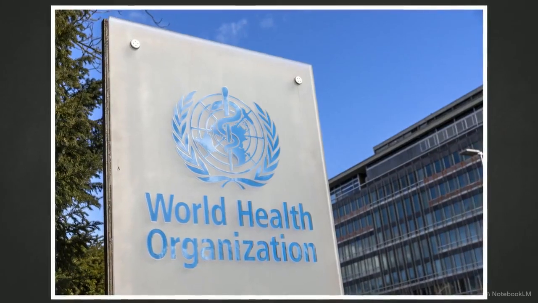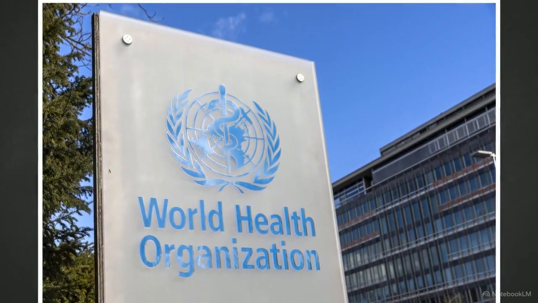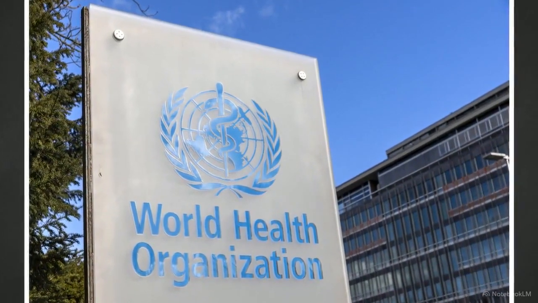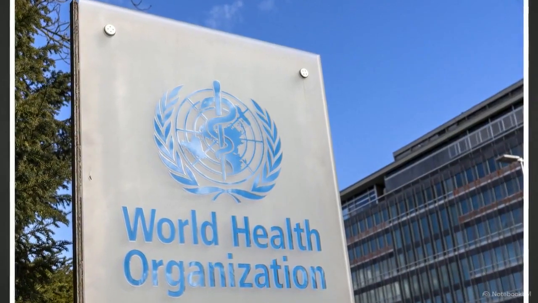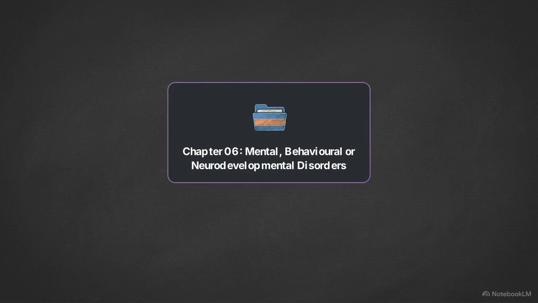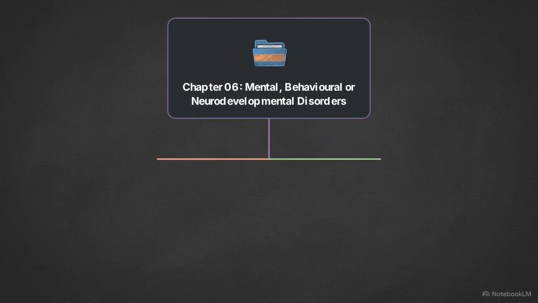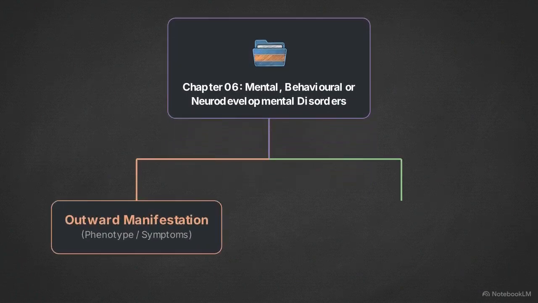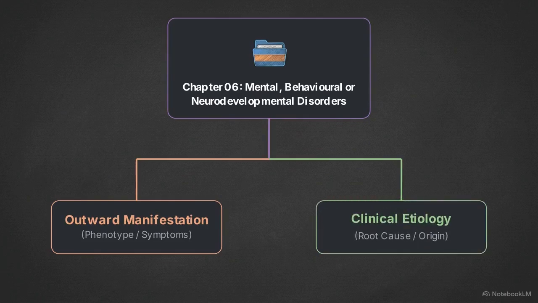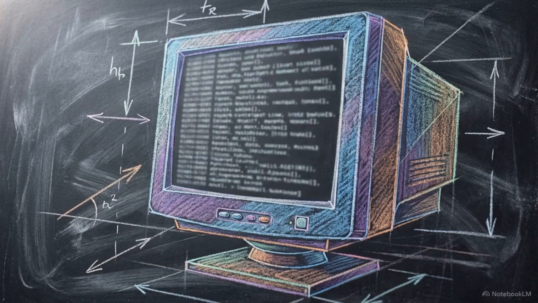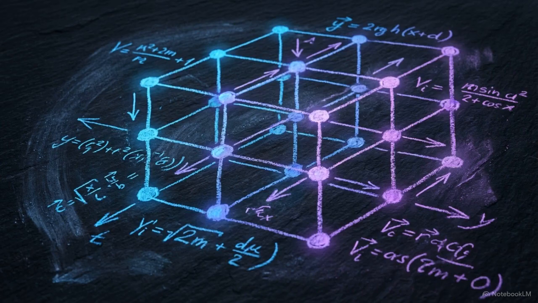The World Health Organization designed the 11th revision of the International Classification of Diseases as a rigid structural overhaul of psychiatric taxonomy. Chapter 06, covering mental, behavioral, or neurodevelopmental disorders, separates the outward manifestation of a disease from its clinical etiology. Modern clinical data architecture cannot rely on flat lists. It requires an etiological matrix to definitively track where a disorder originates.